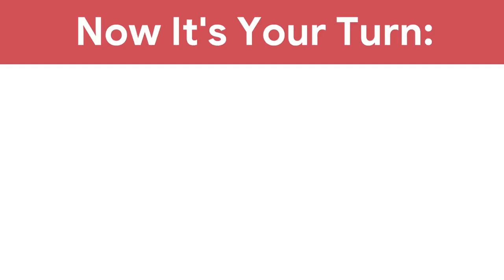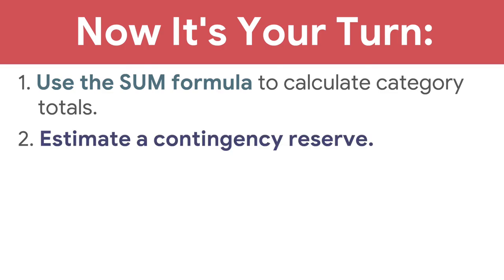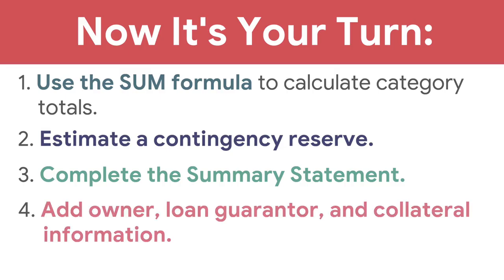Now, it's your turn. Use the sum formula to calculate category totals. Estimate a contingency reserve. Complete the summary statement and add owner, loan guarantor, and collateral information.